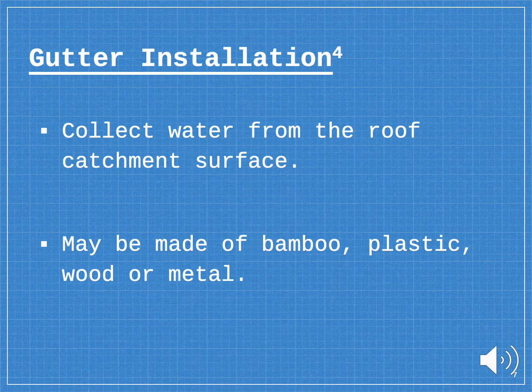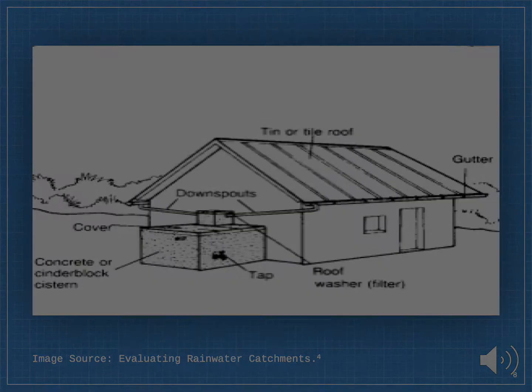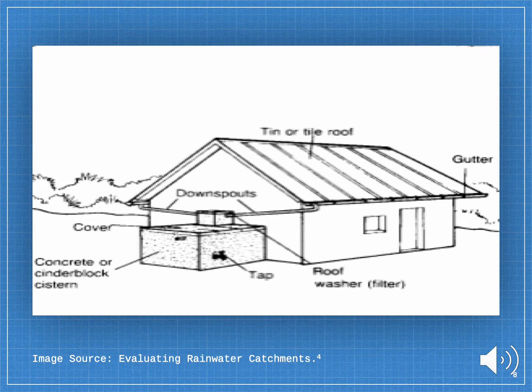Now, gutter installation. The gutters are installed to collect water from the roof catchment surface and direct them towards the tank. They may be made of bamboo, plastic, wood, or metal. As shown in this diagram, the gutters are installed on both sides of the catchment structure. The water flows down the catchment structure into the gutter. The gutter directs them towards this other pipe called the downpipe or downspouts, which directs them to the cistern or tank.